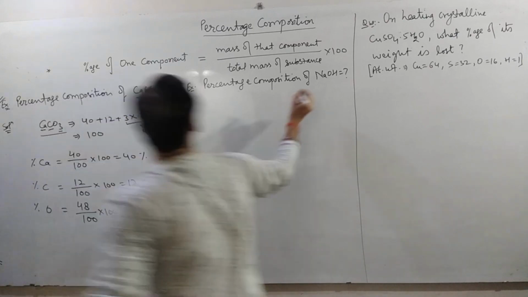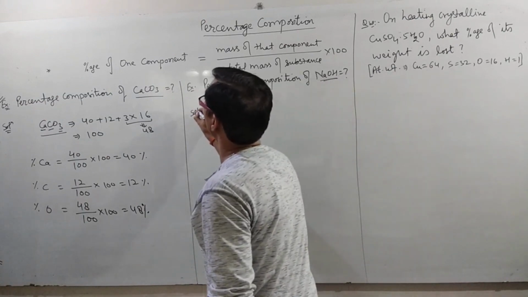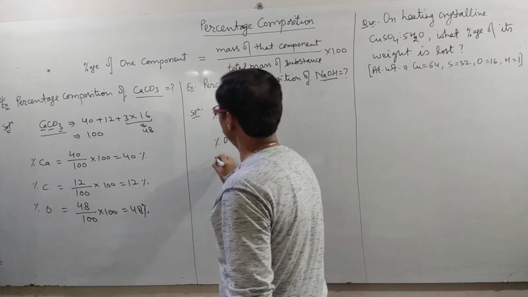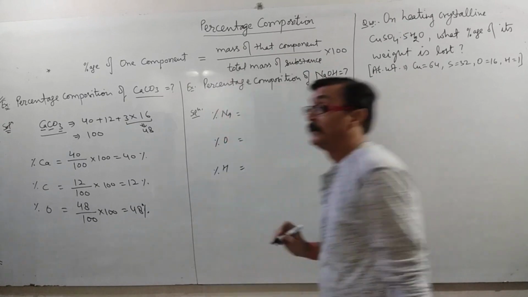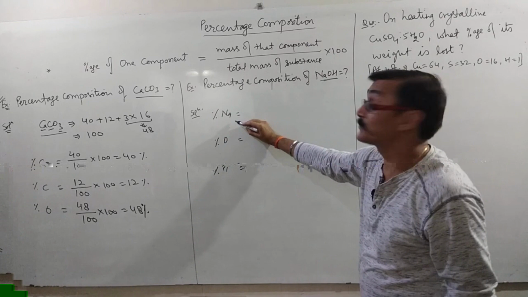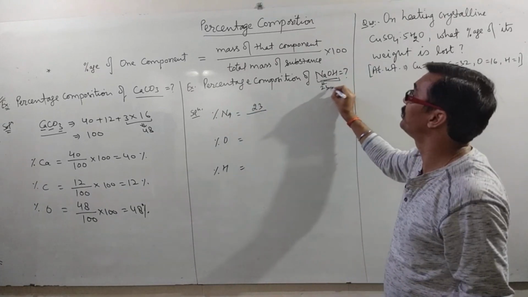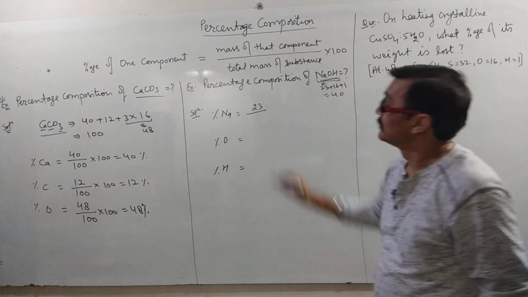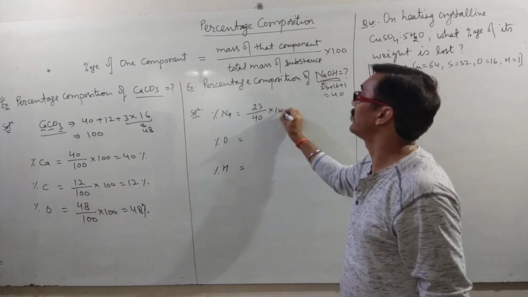Again, percentage composition of NaOH means the percentage of sodium, percentage of oxygen and percentage of hydrogen. To find the percentage of sodium, the mass of sodium 23, atomic mass of sodium, divided by total mass of NaOH, 23 plus 16 for oxygen plus 1 for hydrogen, that is 40. So 23, mass of sodium, divided by total mass of molecule 40, into 100.